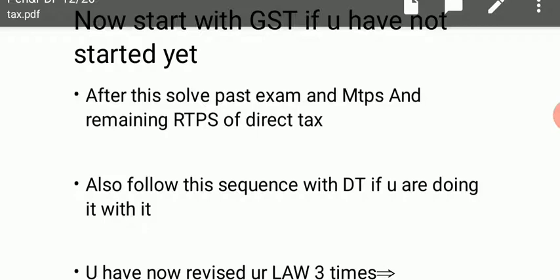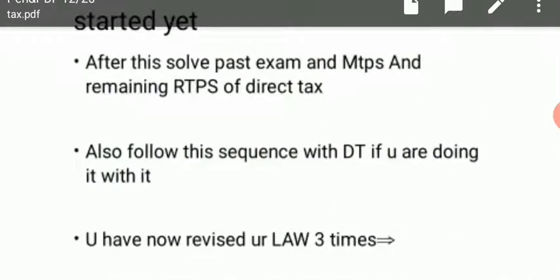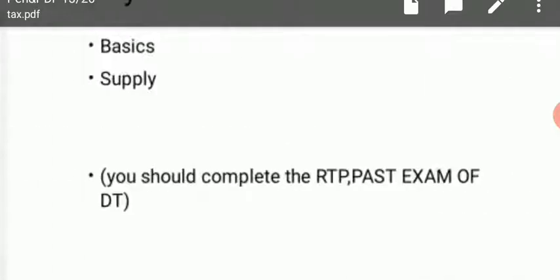You have now revised your law 3 times because I have clubbed your law with costing, accounts, and now I have clubbed your law with DT also. So in this way your law revision is done 3 times. So I guess till here you will be very confident in law.